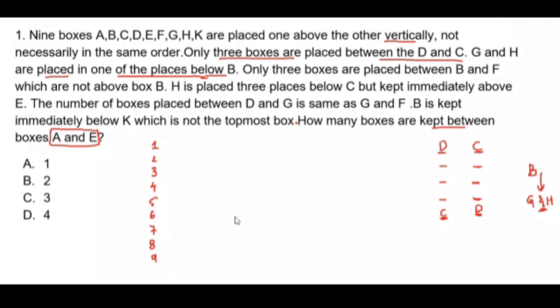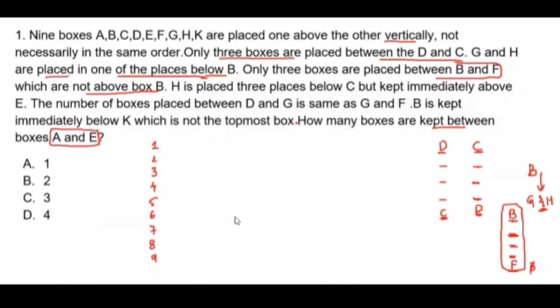Next thing, only 3 boxes are placed in between B and F. In between B and F, how many boxes are there? 3 boxes. I have B. 1, 2, 3 boxes are there in between B and F. Next information: F is not above B. He's saying that this can be in this way, B to this one. And one more possibility, B can be on the bottom. But there is an information, what is that? Only 3 boxes are placed in between B and F, which is not above B. That means definitely this should be your order. B cannot be on the bottom.